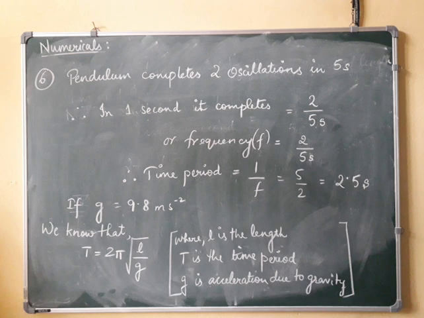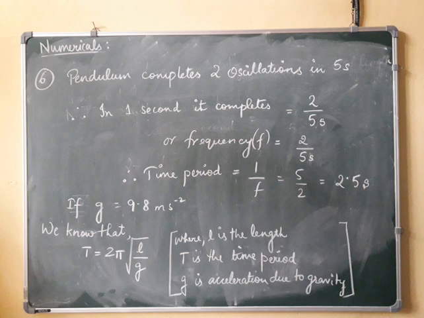Okay, and then we are asked to find out the time period. We know time period is equal to 1 by frequency, which is equal to 5 by 2, which is equal to 2.5 seconds. So if f is 2 by 5, 1 by f will be 5 by 2, which is equal to 2.5 seconds. Clear?